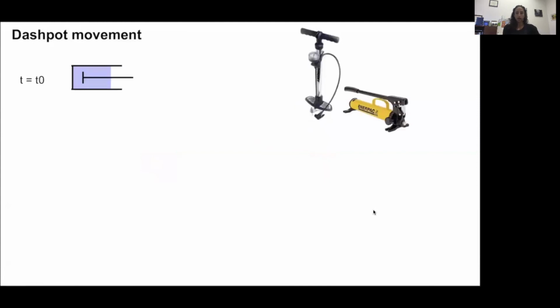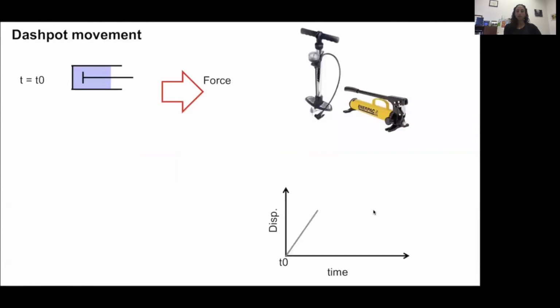So if we think about how the dashpot behaves over time, we can actually show this graphically. At T equals T naught, initially we have our dashpot with the plunger all the way into the fluid. If we apply a sudden force and hold on to this force, eventually our dashpot is going to displace. And so we see with time that there's a linear increase in our deformation. Eventually our plunger will move some distance here to T1.